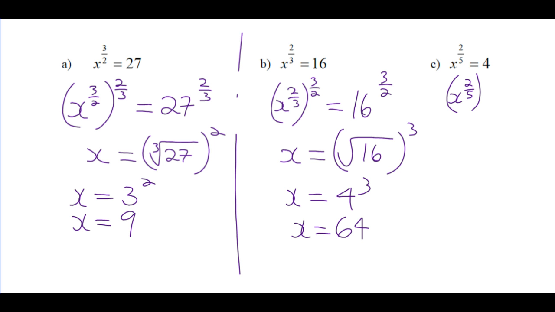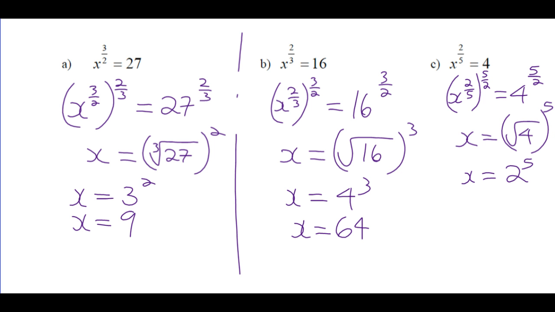We've got x to the 2/5. What power do we have to raise it to? 5/2. Whatever you do to one side of an equation, you do to the other side. Power to a power, 2/5 times 5/2 is 10/10, so that just gives you 1x. Square root of 4 to the power 5. 2 to the 5th. And we get 32.